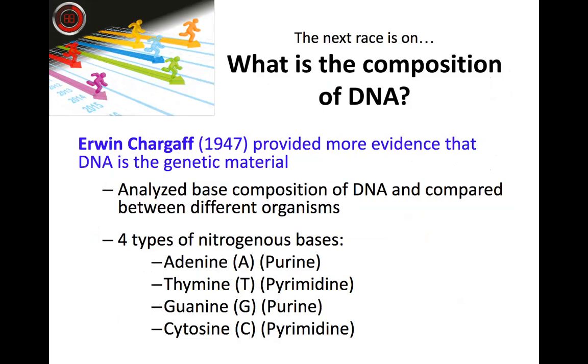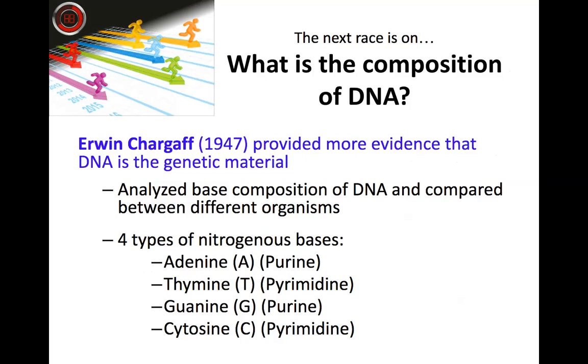Now, at this point in time, the race continues on. Now what scientists want to find out is what is the composition of DNA. So Erwin Chargaff in 1947 provided more evidence that DNA is in fact the genetic material that we're looking for. But you need to keep in mind, my students, up until this point, no one has seen what DNA really looks like yet. So what all of these scientists are trying to do is, out of the enormous number of choices that they know could potentially be a hereditary factor, they need to first figure out which one is most likely the one before they go digging into what the structure of these molecules may look like.